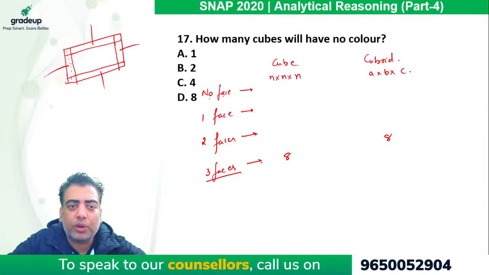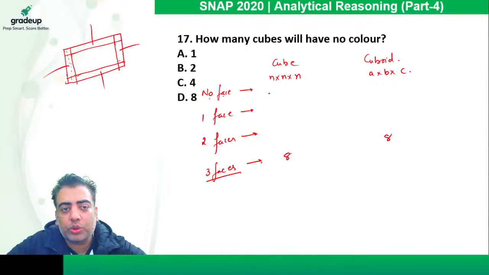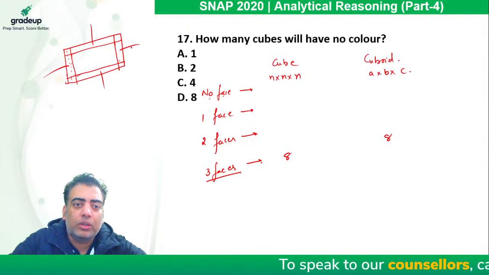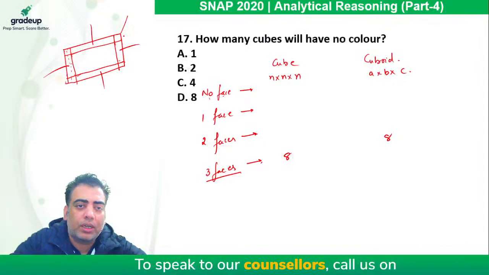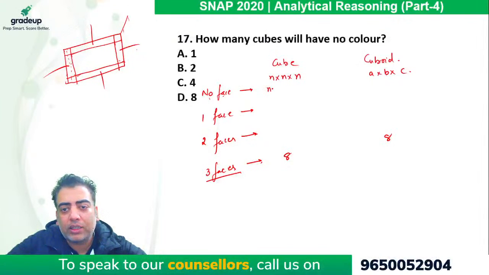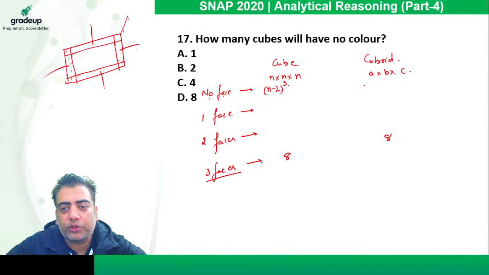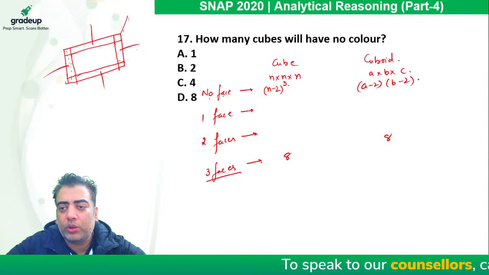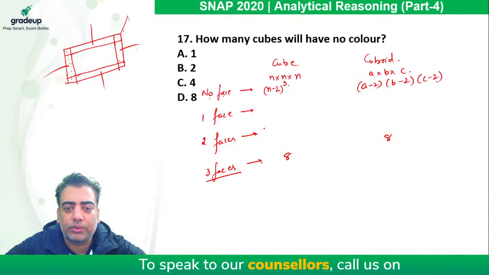So its dimension was n into n. So the leftover part in the middle will have dimension n minus 2 into n minus 2. Right? Likewise, towards the back also, again you will skip 2 parts, so it will be n minus 2 into n minus 2 into n minus 2, which is (n minus 2) cube. In case of a cuboid, again it will be the same: a minus 2 into b minus 2 into c minus 2.